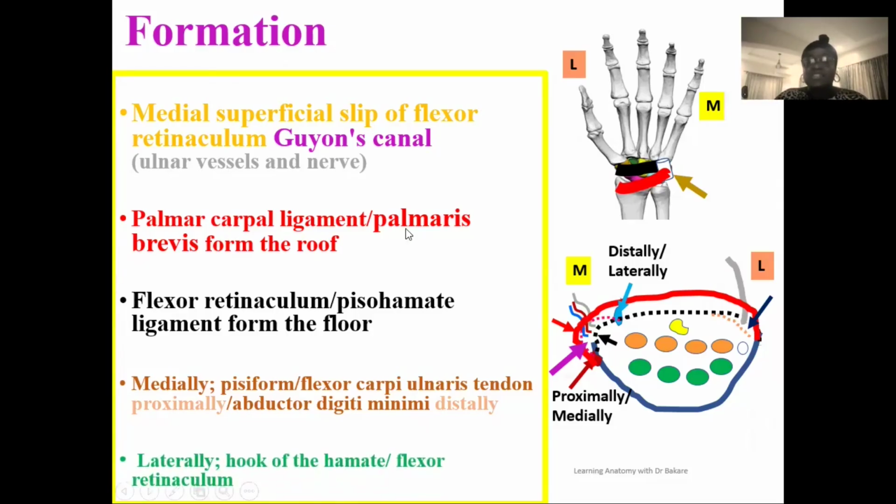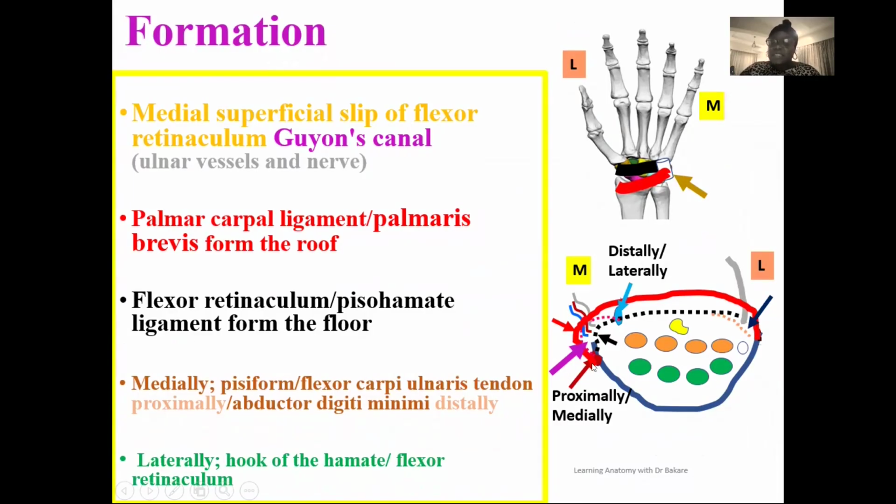While if you go more laterally, we have the hook of hamate and also the flexor retinaculum itself. If we use this lower image, this is where we have the pisiform arrowed in red, and this is where we have the hook of hamate arrowed in blue. So you see that the Guyon's canal extends from the pisiform that is positioned proximally to the hook of hamate that is positioned distally. You would see that the hook of hamate is directed more laterally, even still within the medial side. And this is where it is creating the lateral border for the Guyon's canal.